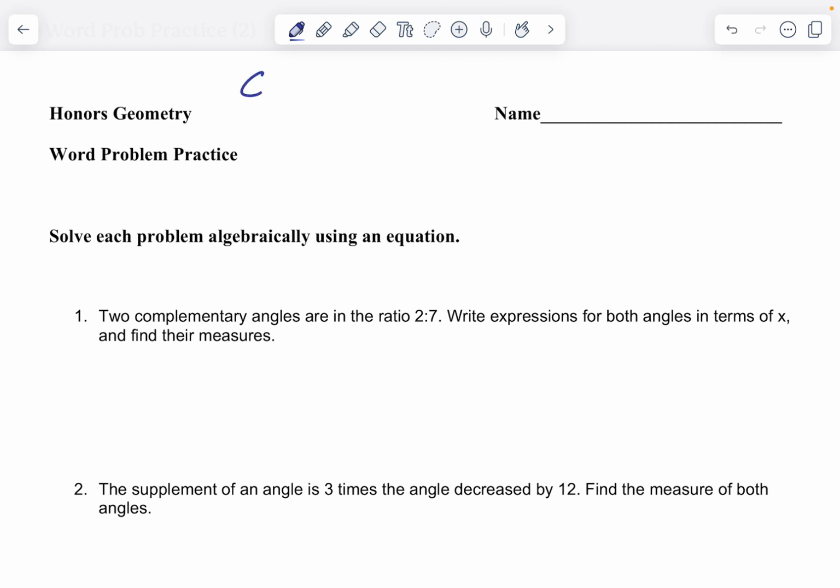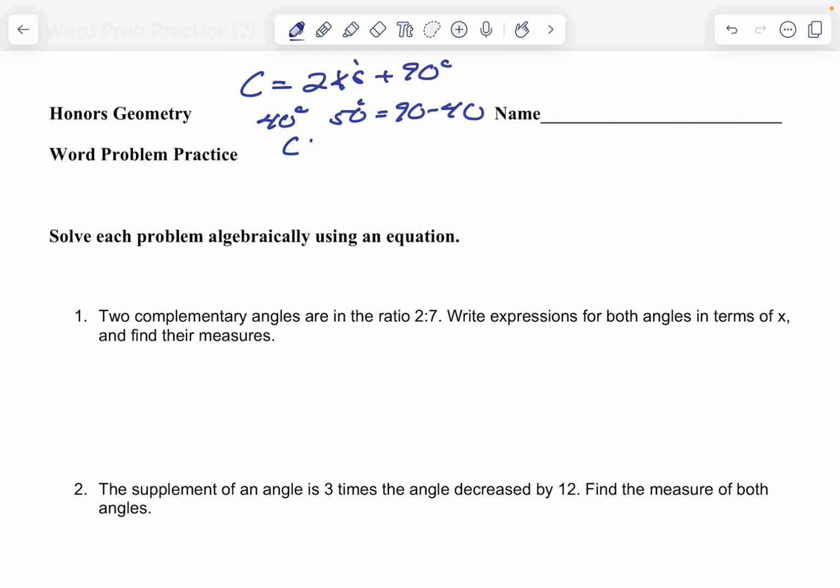Remember, complementary angles are two angles that add to 90 degrees. So if I said to you, one angle was, let's say, 40 degrees, and I asked you, what's the measure of the complement to this one? Most of you would probably say 50. And the way you found that was 90 minus 40. So if you know one angle, to find the complement, you subtract that angle from 90.